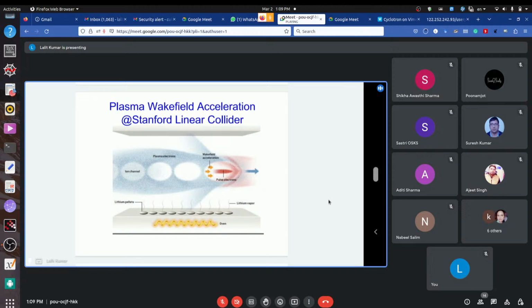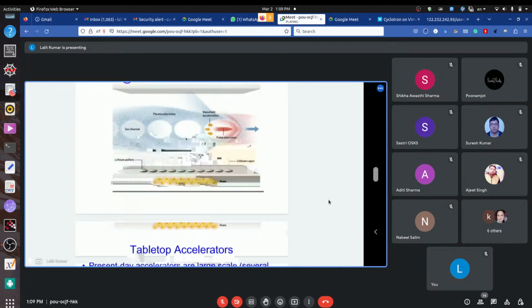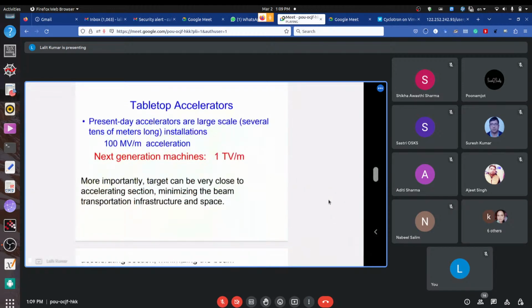And the one thing they did was, if you do this kind of thing, they are talking about tabletop accelerators. So if you want to do the tabletop accelerators, you can have 1 terawatt per meter. Probably you can expect that. There's a caveat.